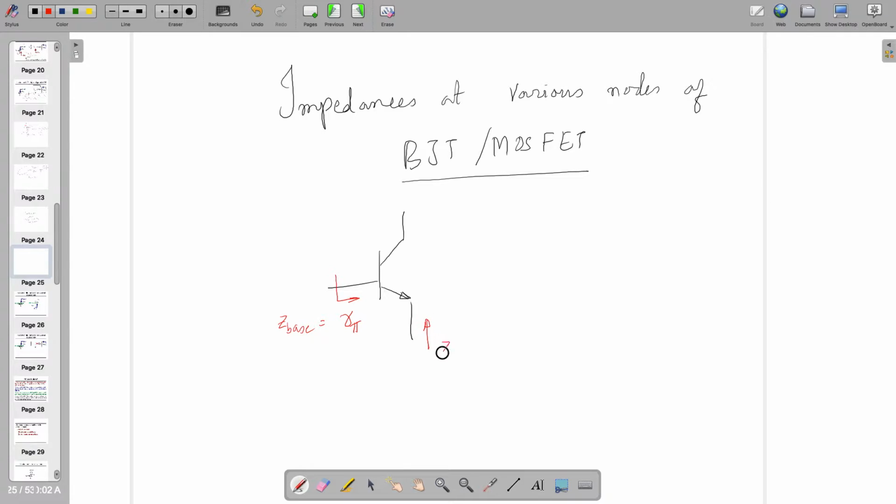What is the impedance looking into the emitter? 1 by gm. By the way, it's an approximated value. However, the original one is 1 by gm in shunt with r_pi also. Right? What about this one? The collector is r_o. However, if there is no base width modulation, then it's infinite. If you consider the base width modulation, then this is going to happen.